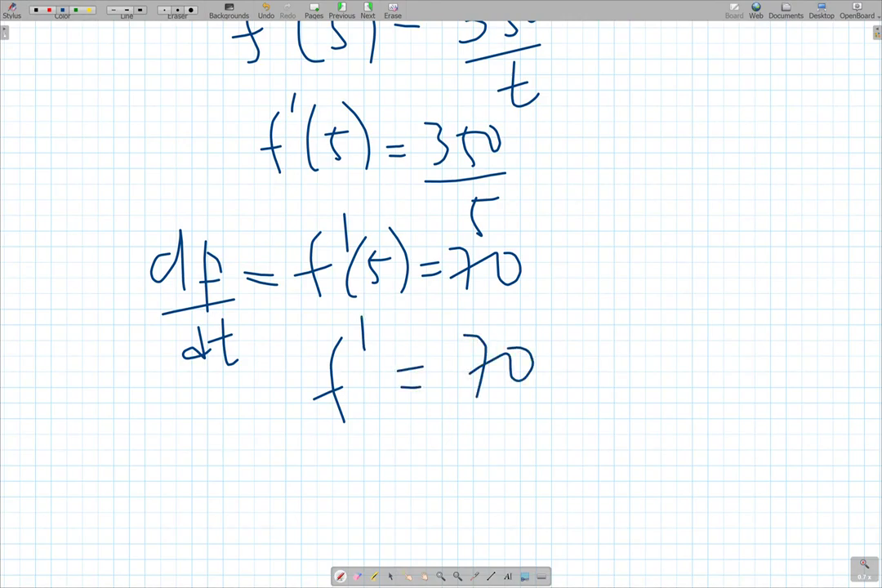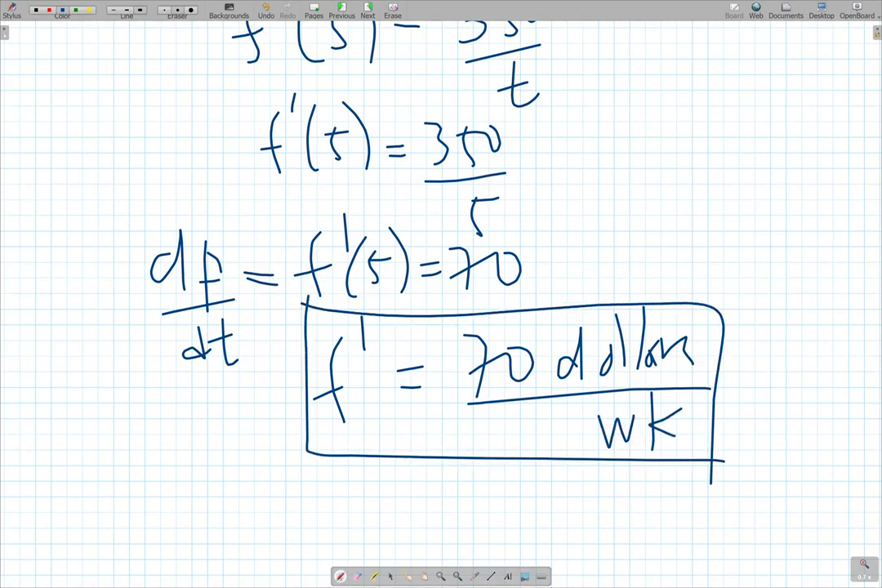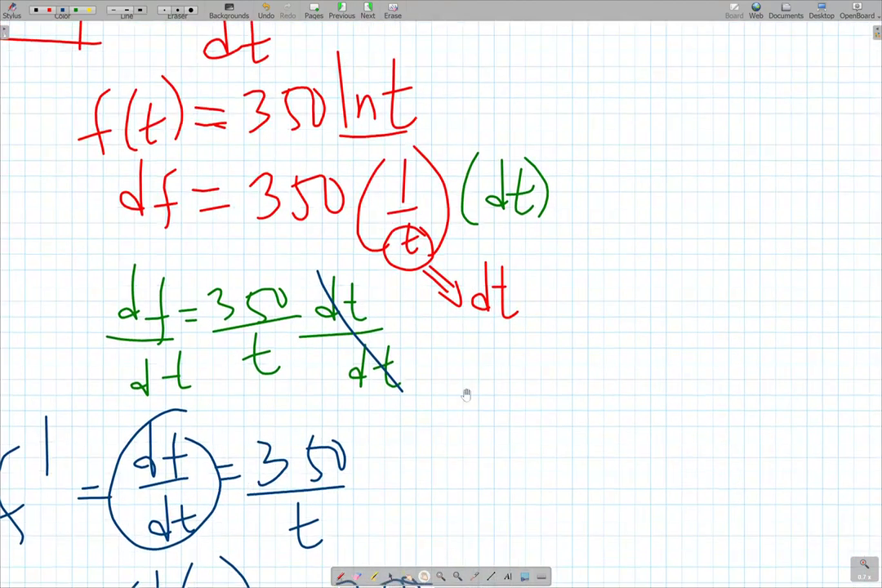70. Ang df kasi, class, is dollars, di ba? Then, ang dt is in week. So, the answer is $70 per week. Ang F prime of 5 is $70 per week. Okay, so next question is relative rate of change, no?